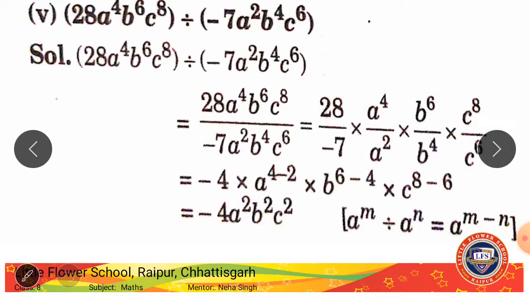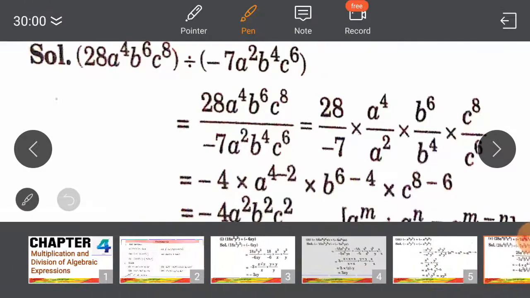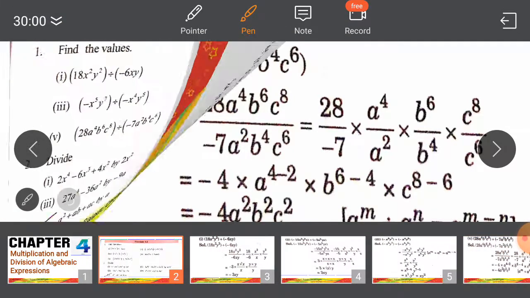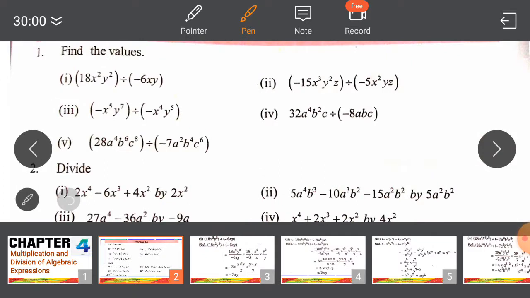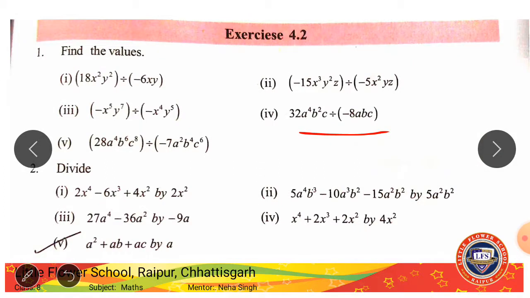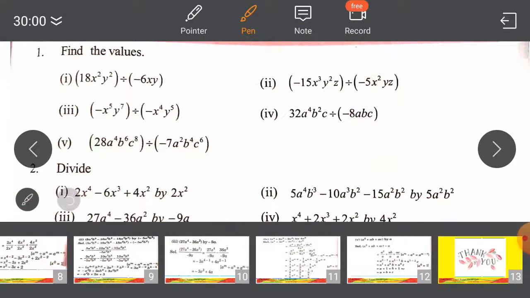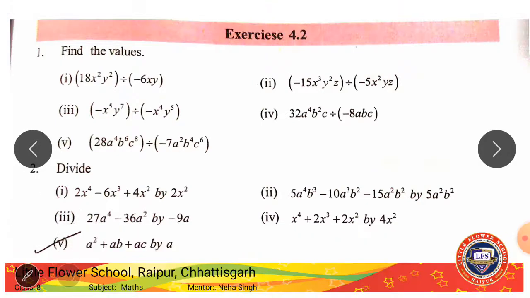Fifth question. Since these numbers are greater, I am solving this fifth question. For the fourth question you can easily solve it, or I'll explain it here. See, how you're going to solve: first you write the question and then you split the terms, right?